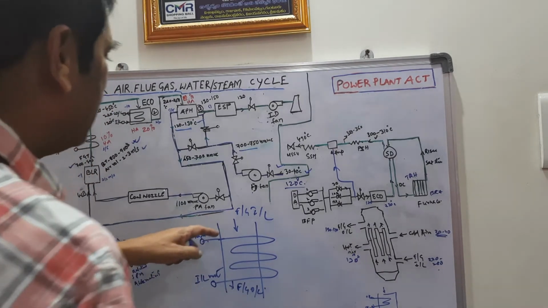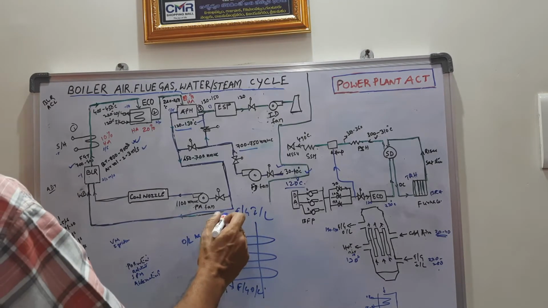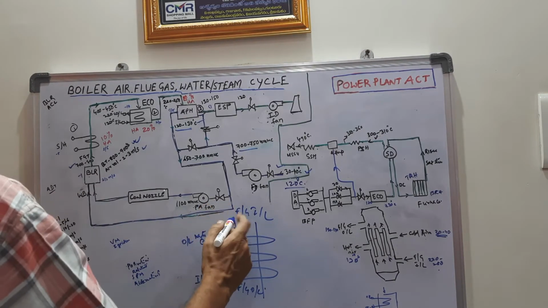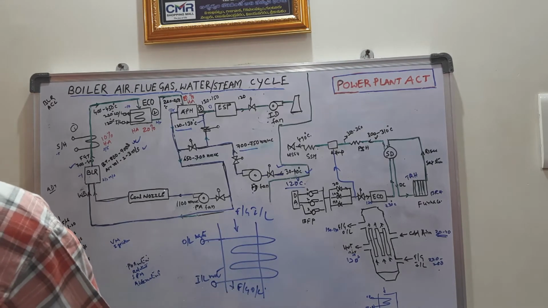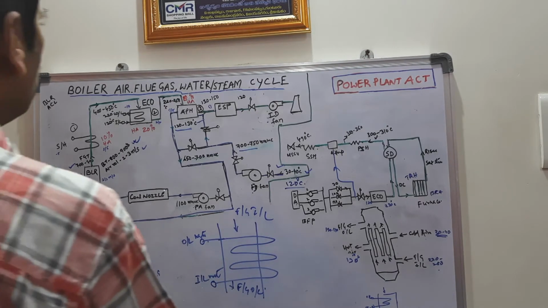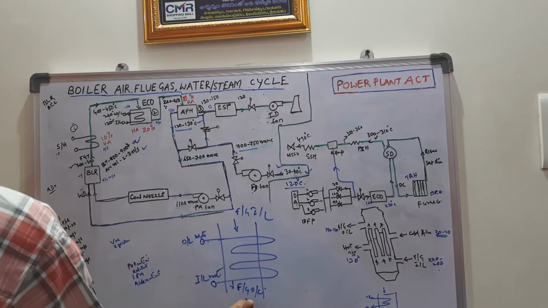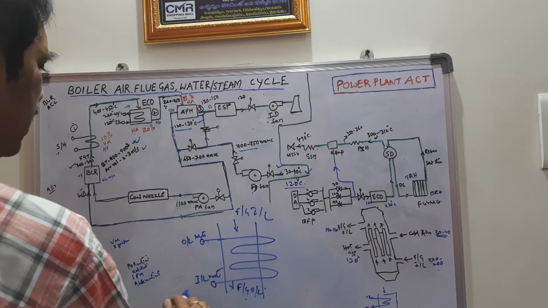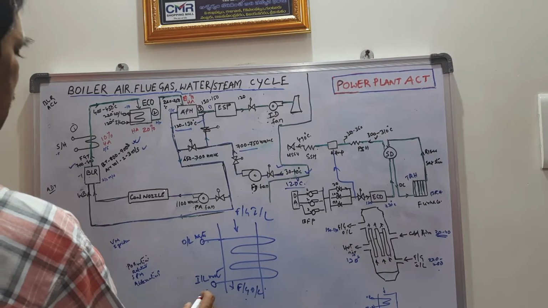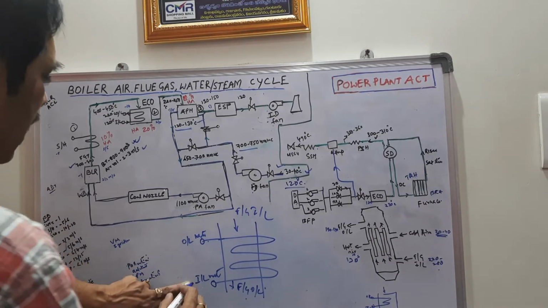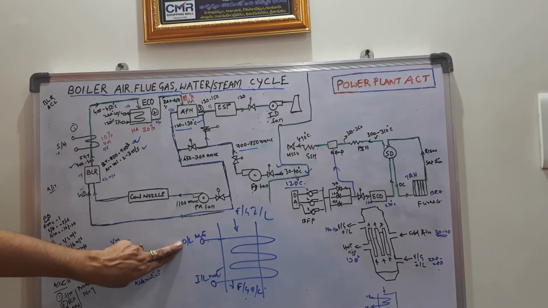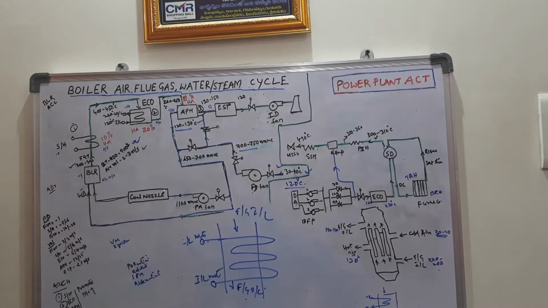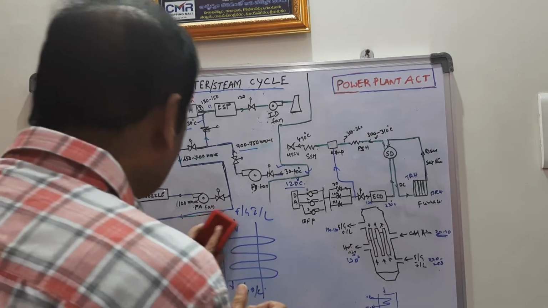So the flue gas enters at a temperature of around 400 to 450 degrees, and it comes out at 220 degrees. Feed water inside the economizer enters at around 120 degrees, and it comes out at a temperature of 220 degrees. Water is going to come out from the economizer.